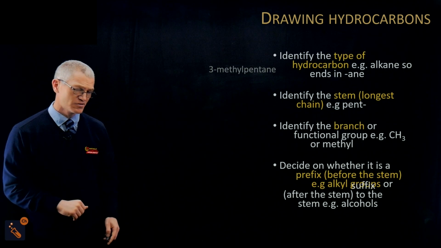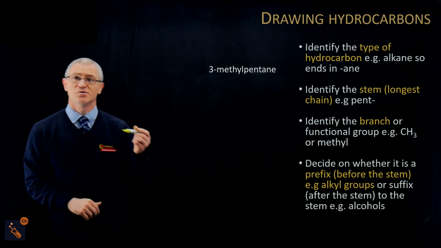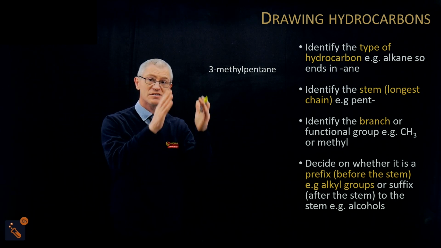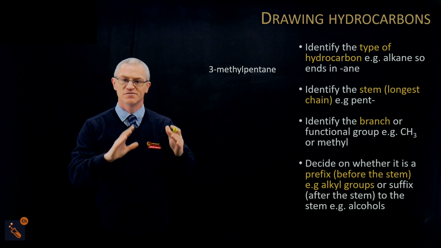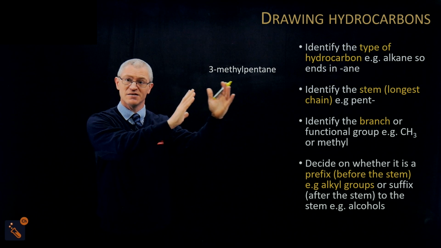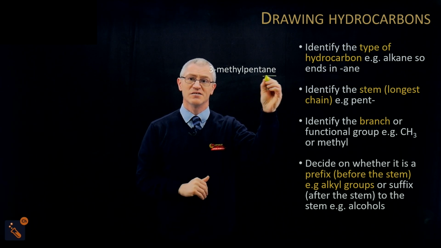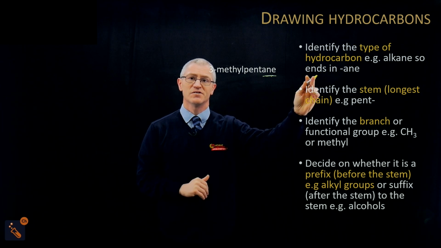So let's put this to the side and look at our first example. Our first example is 3-methylpentane. We're going to do this in molecular formula, displayed formula, skeletal formula, and structural formula. So you can see here, this is 3-methylpentane. We identify, first of all, it's an alkane, so we've got the A-N-E.